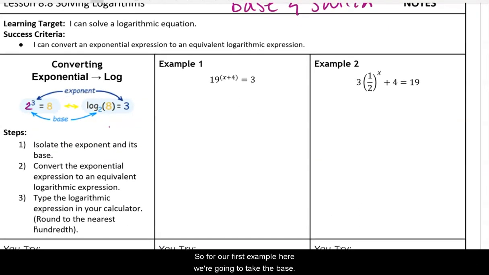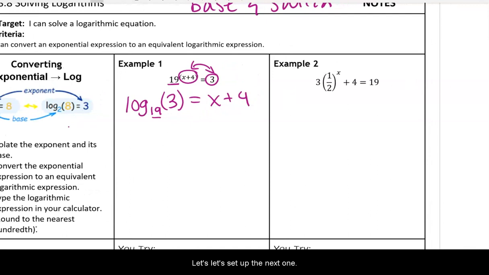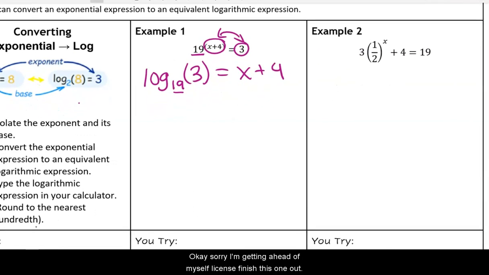So for our first example here, we're going to take the base, and the base becomes the base on a log. So base becomes base. So base and switch. Instead of the exponent here, we're now going to put the 3 here, and the exponent goes on the outside. All right. Let's set up the next one. Well, okay, sorry, I'm getting ahead of myself. Let's just finish this one out.